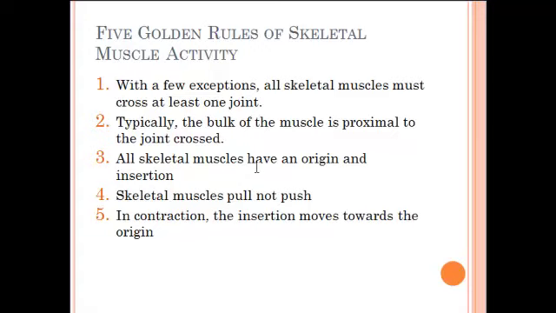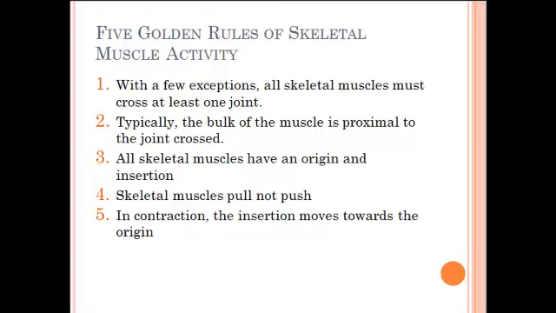There's what's called an origin and an insertion. This is talking about the muscle and where it attaches. Here's one that you're probably familiar with. Skeletal muscles pull, they do not push. So if you flex your arm and your biceps contract, in order to straighten your arm, your biceps don't have anything to do with that. They can't push your arm back. You have to have a muscle on the other side that's going to pull that arm straight. And then finally, when you have a muscle contraction, the insertion moves towards the origin.